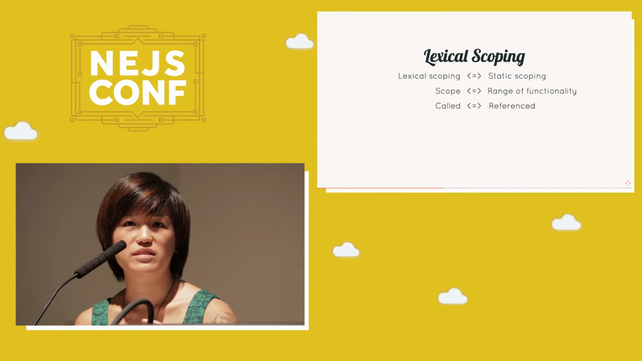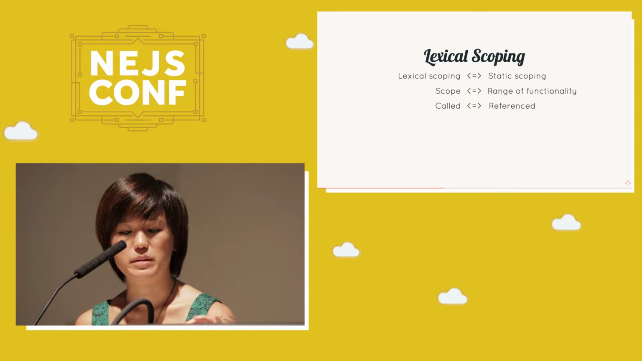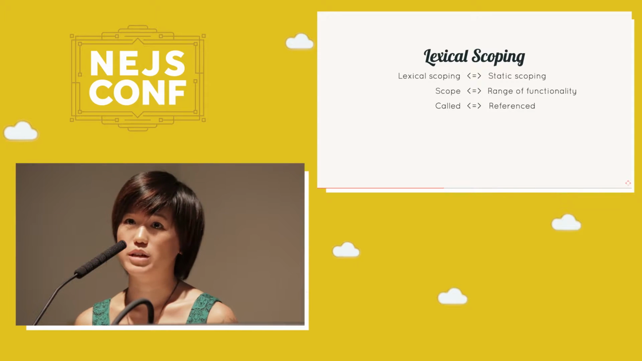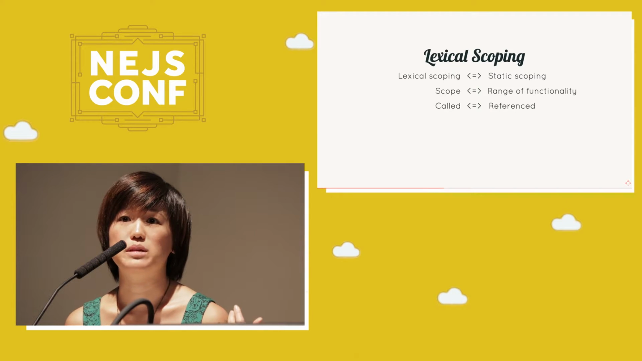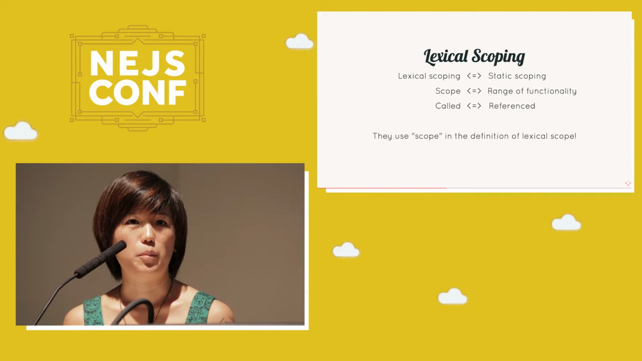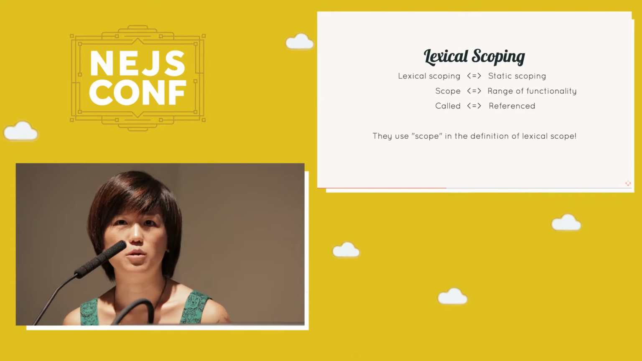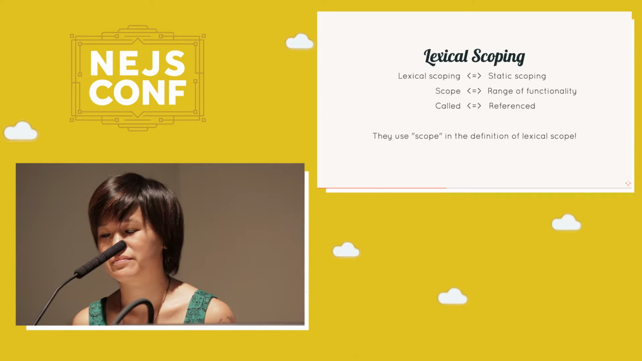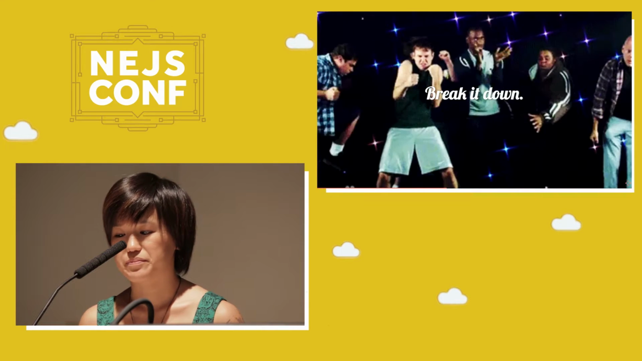So just in that one definition, you'll notice that they've determined that lexical scoping is also called static scoping. Scope is called range of functionality, and called also means referenced. They also use the term scope in the definition of lexical scoping. So before you even can define lexical scope, you have to know what scope is. So let's break it down a little bit.